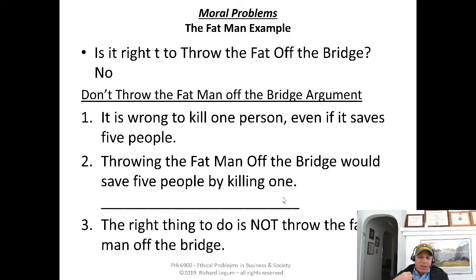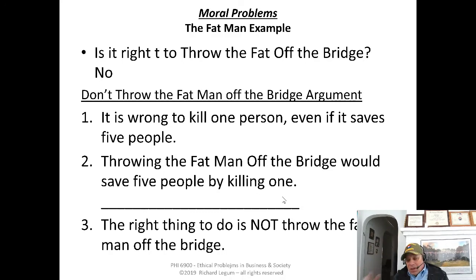Okay, now, the problem is how do we defend these moral premises? What makes us think that some are okay and some aren't? And notice we were kind of inconsistent, or the majority of people were inconsistent. On the one hand, they thought that first moral principle, it's wrong to kill one person even if it saves five, was right in this example, but wrong in the trolley example.